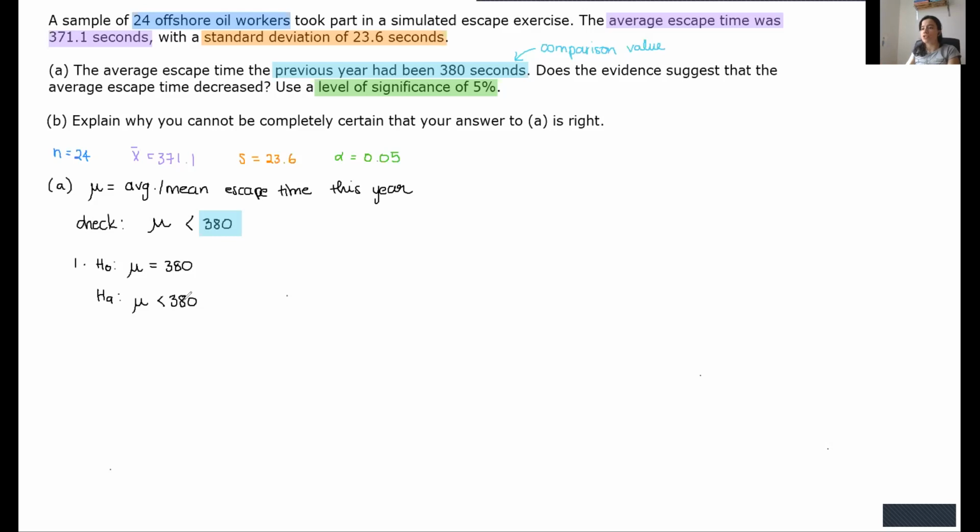So the first step is to determine the hypotheses: the thing that we're trying to disprove, which is the null hypothesis, and the thing that we're trying to provide evidence to support, which is the alternative hypothesis.